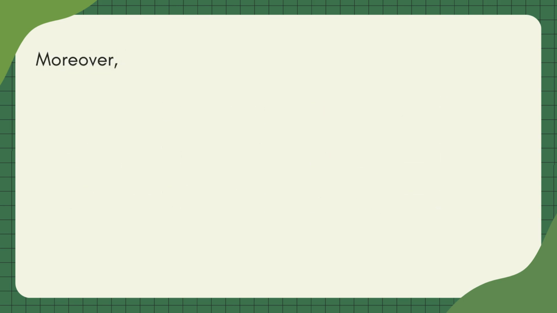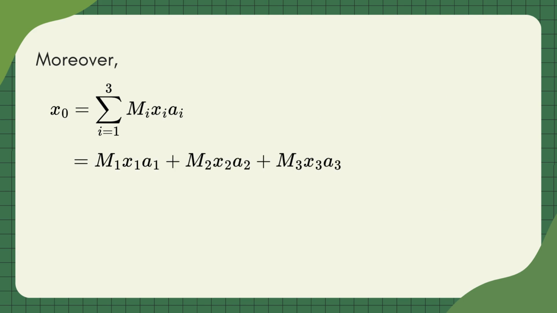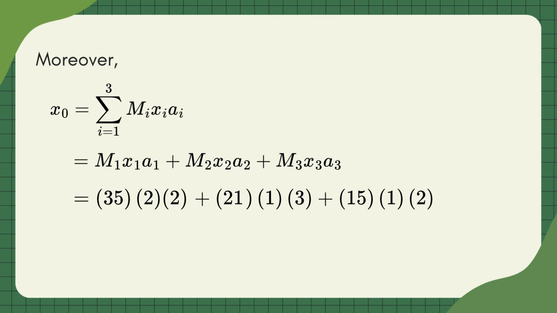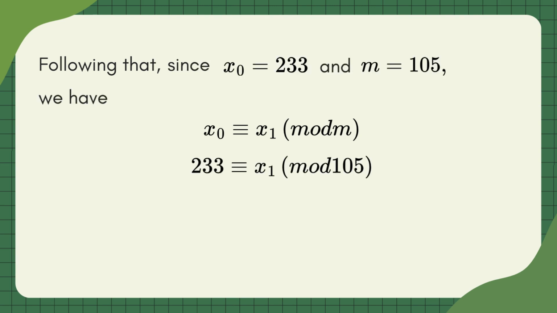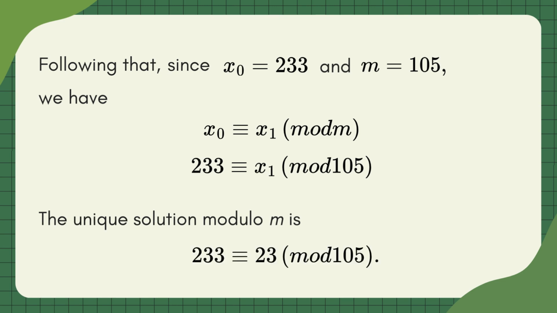So finding the product of M sub i, x sub i, and a sub i, makukuha natin first yung 35 times 2 times 2. Tapos yung sa M sub 2 naman, for i is equal to 2, we have 21, 1, and 3. And for i is equal to 3, makukuha natin ay 15, 1, and 2. And if we try adding these products, we will have 233. Following that, we will have a unique solution x naught is congruent to x1 modulo M. And by explicit computation again, we can see that this x naught is equal to 23.